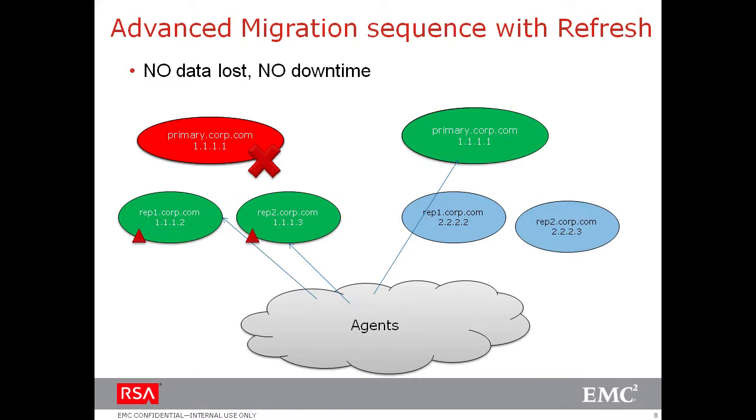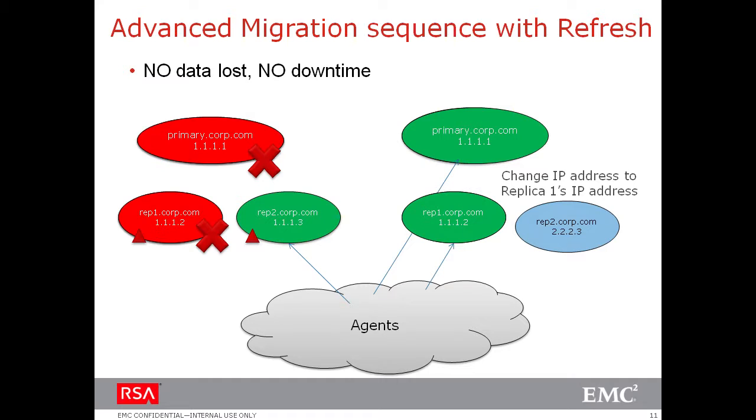Next, we'll have one replica come down and export its Delta data. Meanwhile, replica 2 stays up and running. We'll import the package now into the primary via the operations console. And now we'll change the replica IP address and host name to match that of the old 7.1 replica. And now it becomes online.